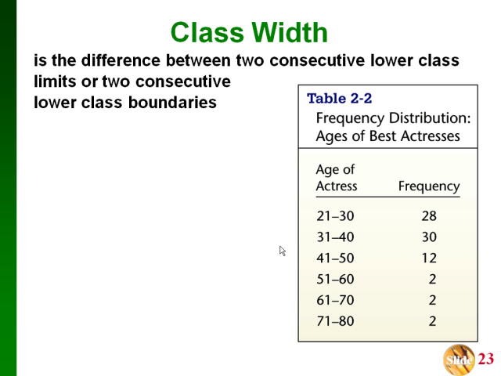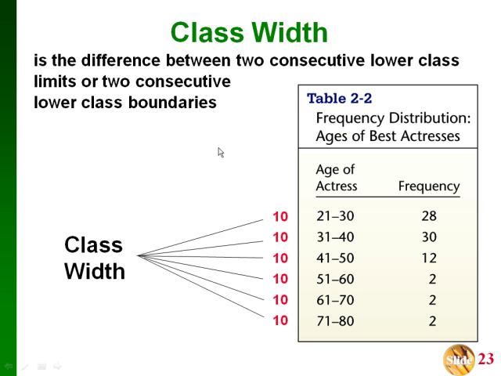The class width, this is one of the hardest items in frequency distributions to get. It's easy to look at a frequency distribution like this and think that the class width would be 9, because that's the difference between the upper and the lower class limits in any one of these classes. But that's not the case. To get the class width, you have to look at 2 consecutive classes and look at the difference between either their lower class limits or their upper class limits. So in any one of these, say in these first 2 classes, if we look at the difference between 31 and 21, the 2 lower class limits, the difference would be 10. So that is our class width.